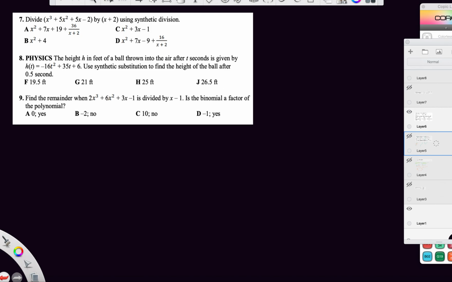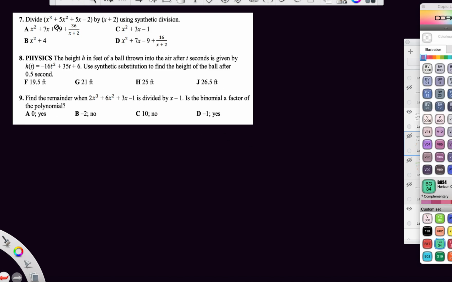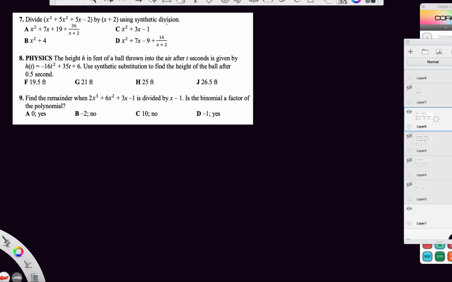Moving on, I have 3 more. This is the same type of problem, so I'm going to go ahead and do some work. We're going to do some synthetic division, and we're going to use synthetic substitution. Now, the difference between the two is that in synthetic division, instead of a positive 2, you have to put a negative 2, because we put the root, or the opposite of positive 2, in the box. We know how to create the box. And I'm going to leave that box there and then do the math.